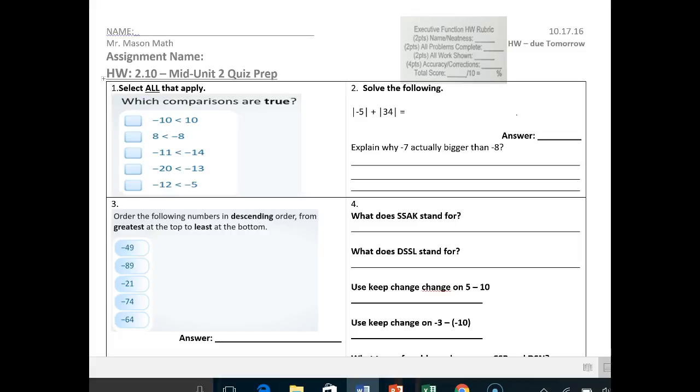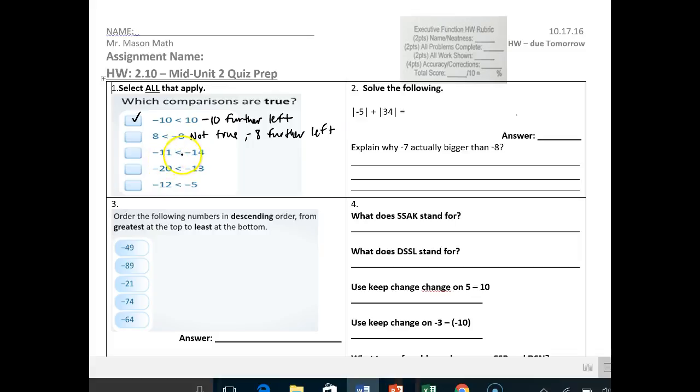So number one, it says select all that apply, which comparisons are true. So this says negative 10 is less than 10. That is true. Negative 10 is further left. Yes, I want you to write this down because just like on a quiz, you would have to show me some type of work. 8 is less than negative 8. This is not true because negative 8 is further left. So therefore, negative 8 would be less than 8.